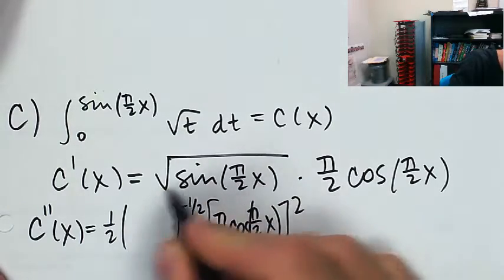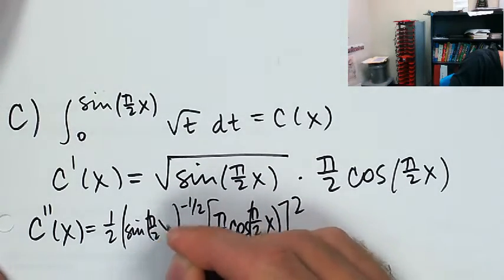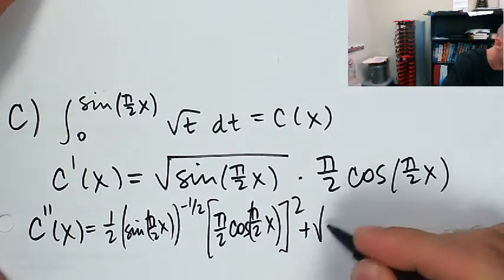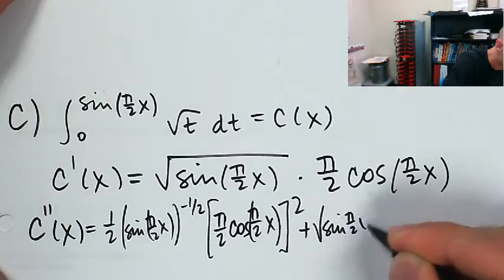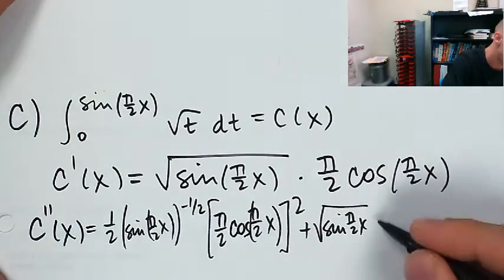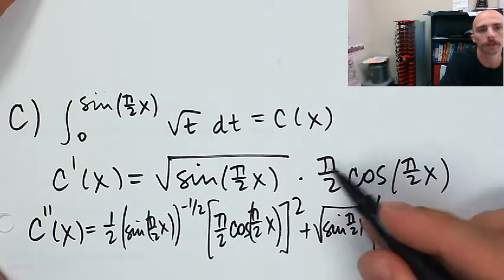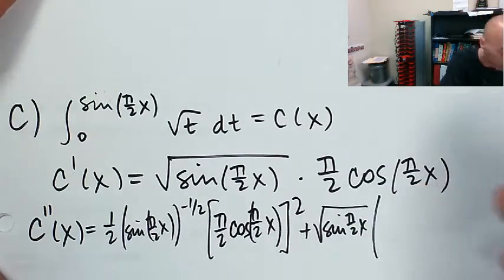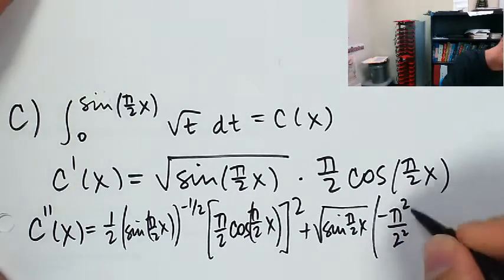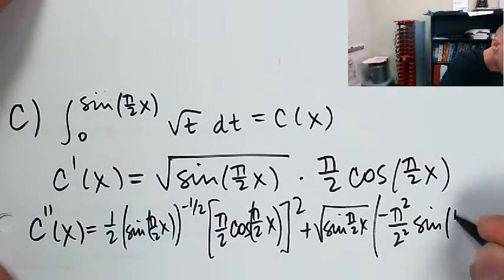And then we're leaving the inside the same, so 1/2 sine of pi over 2x. That's the first term in the product rule. Then I'm going to leave the square root of sine of pi over 2x the same, and take the derivative of this thing, which is going to be negative sine of pi over 2x times pi over 2 again for the chain rule. So I'm going to have negative pi squared over 2 squared, because there's 2 pi over 2's, times the sine of leave the inside the same.